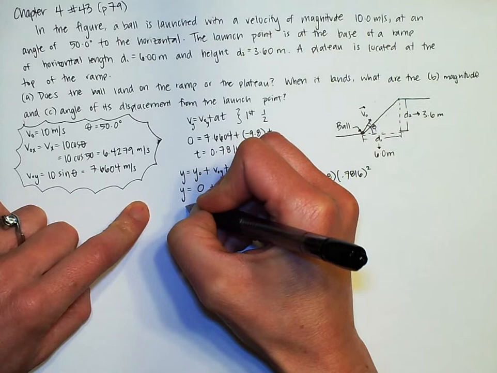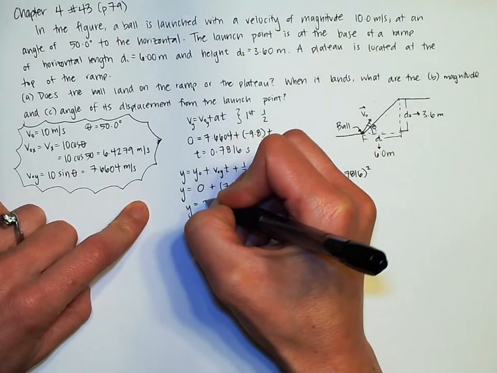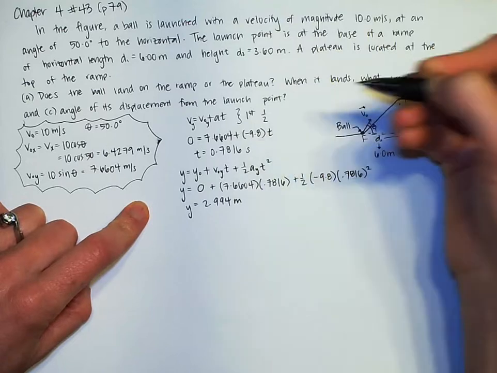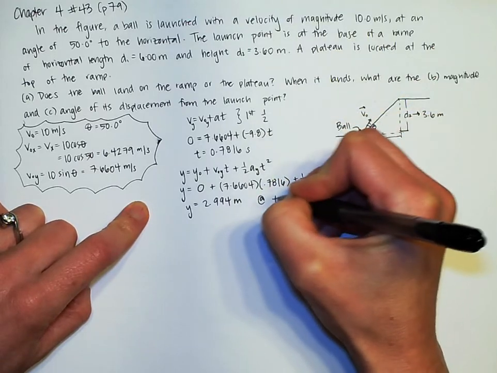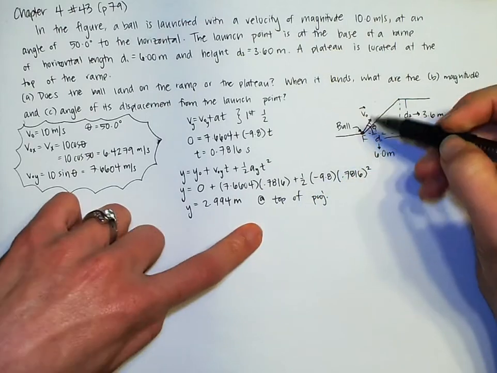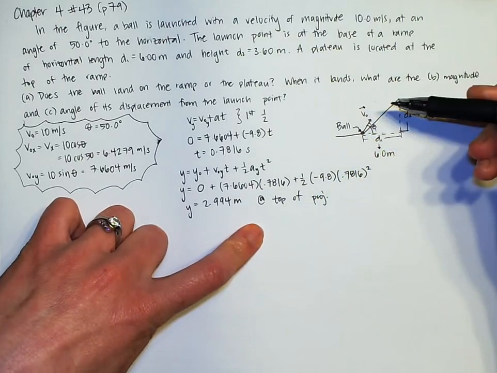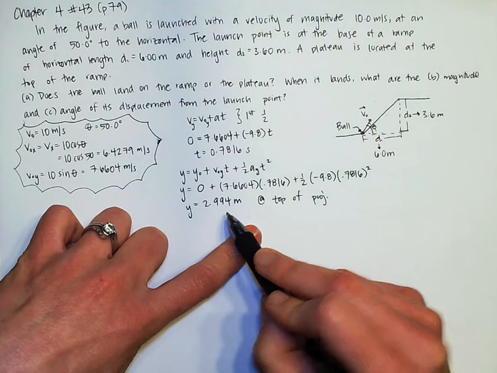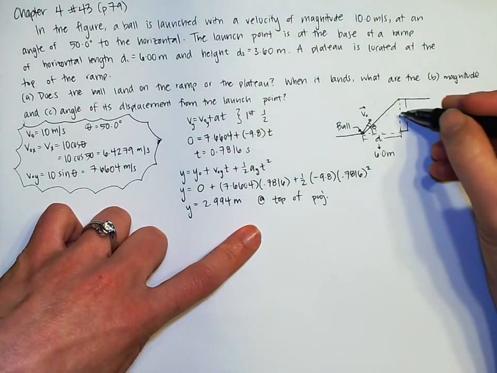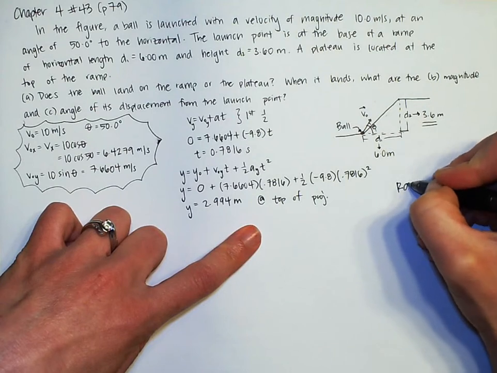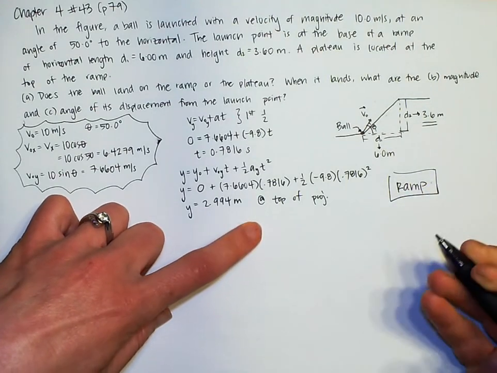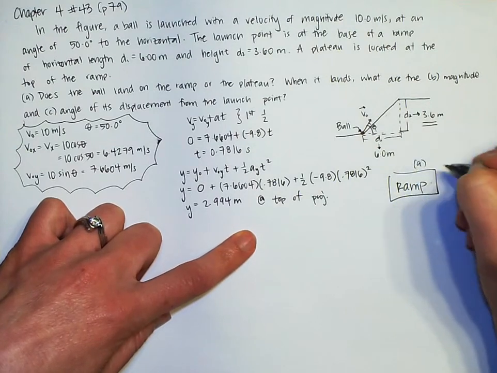And what I'm going to find out here is that this y distance is 2.994 meters once it's at the very top of the projectile. And so what that tells me is that the highest that my ball is ever going to get is 2.994 meters, which is clearly less than 3.6 meters, which tells me that I will definitely land on the ramp. And so now I've done part A.